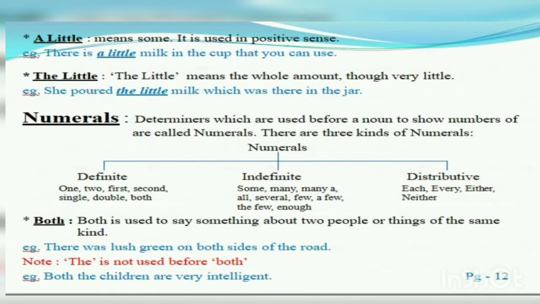Next is numerals. Determiners which are used before a noun to show numbers of that noun are called numerals. There are three kinds of numerals: definite, indefinite and distributive. This is the same point that we have done earlier, distributive. So we are going to do these two, definite and indefinite. Definite numerals are one, two, first, second, single, double, both. Whereas in indefinite, there are some, many, all, several, few, a few, the few, enough.